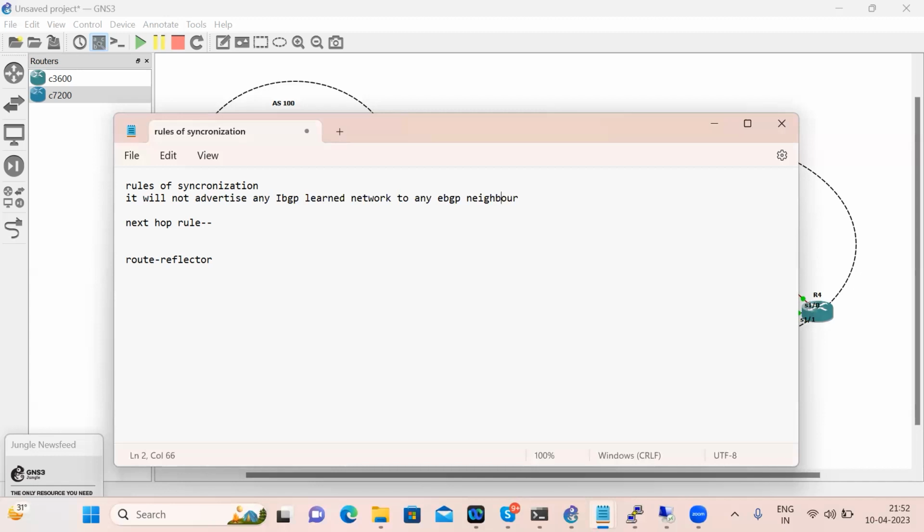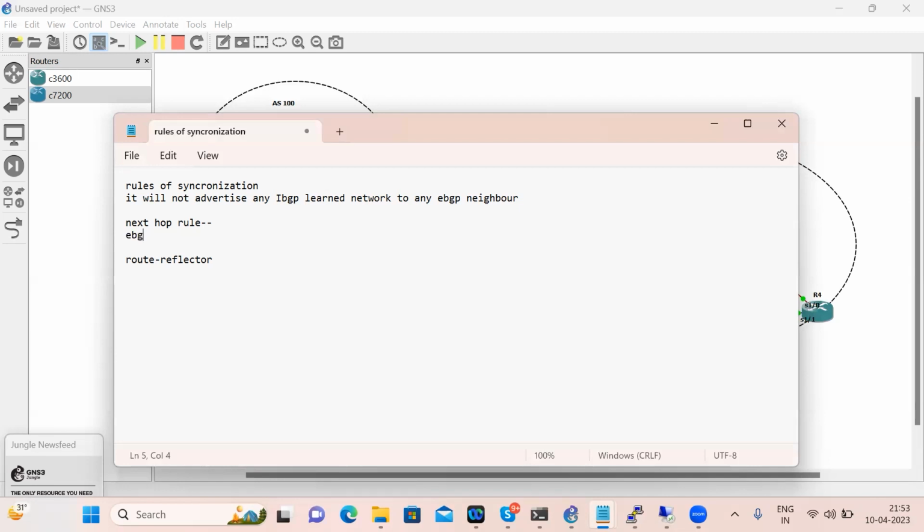It will not advertise any IBGP learned network to any eBGP neighbor. Simple one. Okay. Now the next hop rule. The second rule is what? Next hop rule. After clearing this next hop rule, you will be able to reach the 11.0 subnet, which you are not able to reach now. Okay. So the next hop rule is very simple.